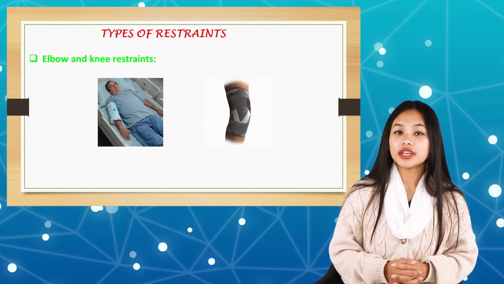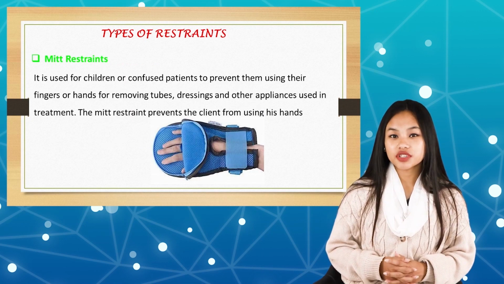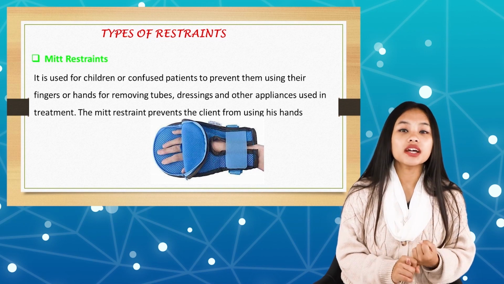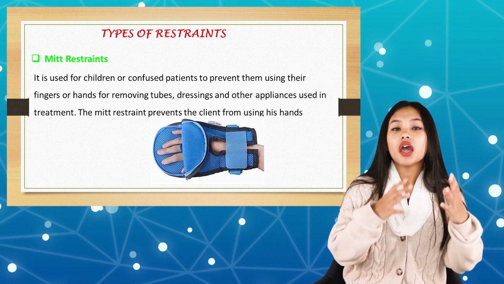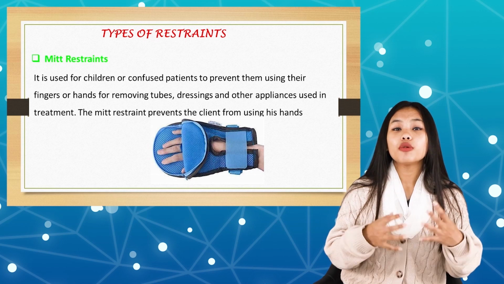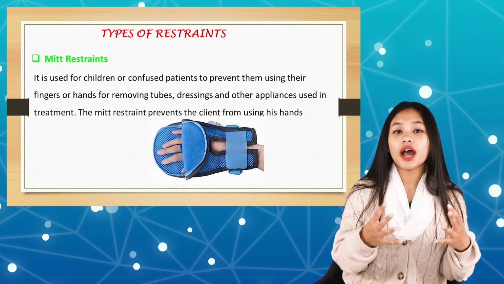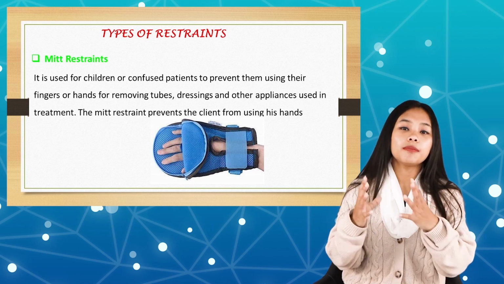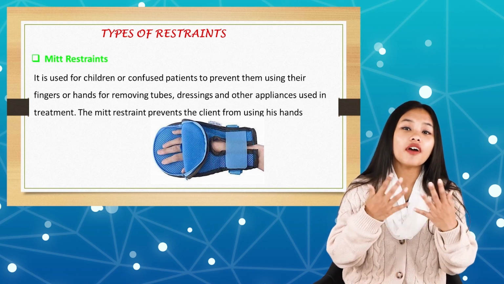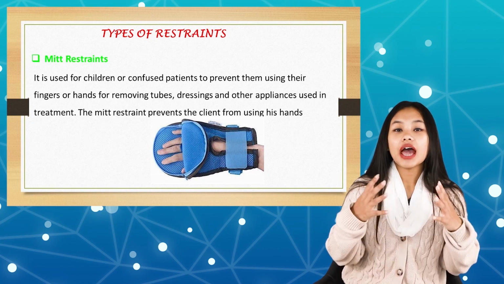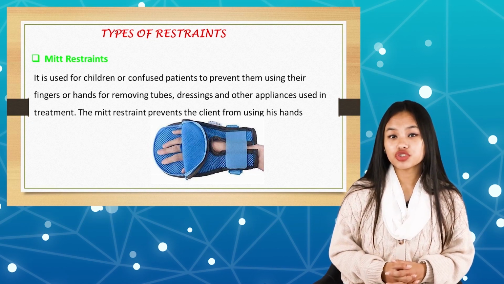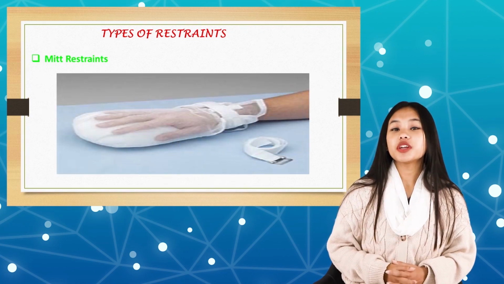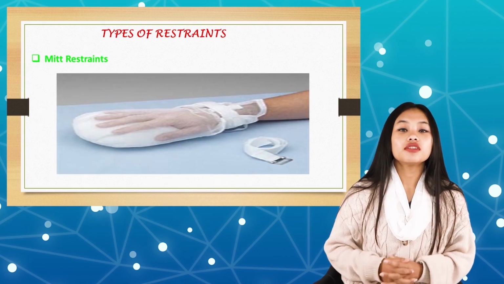Now moving on to the next, which is the mitt restraint. So this mitt restraint can also be used for children as well as for the confused patient in order to prevent them from using their fingers or their hands to remove any tubings, dressing, or any other appliance which is used in providing treatment for the client. And this mitt restraint can also be given to children in order to prevent them from using their hands. So in the picture, you can see what a mitt restraint looks like, right?